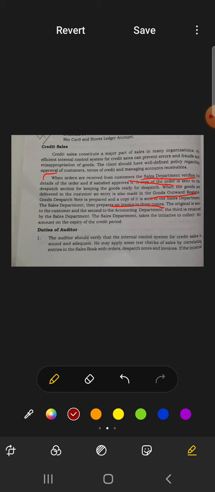Next are the duties done by the auditor. This is the main topic we are going to discuss. What are the duties performed by an auditor in the case of credit sales?